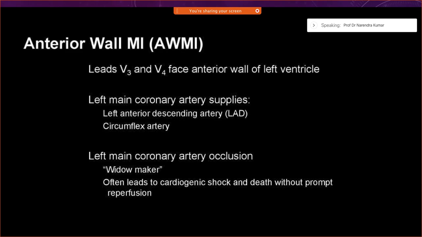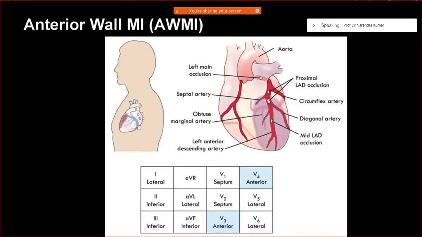Coming to the blood supply, the LAD and the circumflex arteries are the ones which come out through the branches of the left main, in fact. This is the reason that if there is an occlusion in the left main, it is called a widow maker. The death rate is quite high, and it leads to cardiogenic shock and also death without prompt reperfusion.